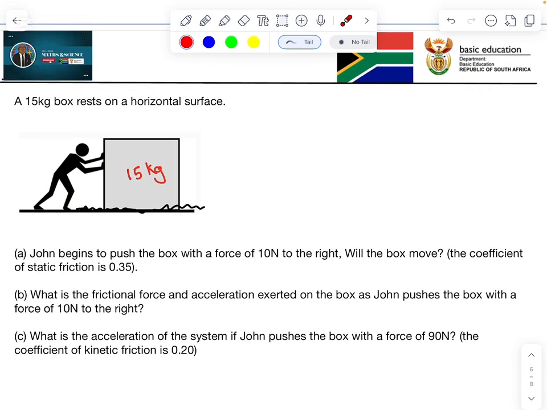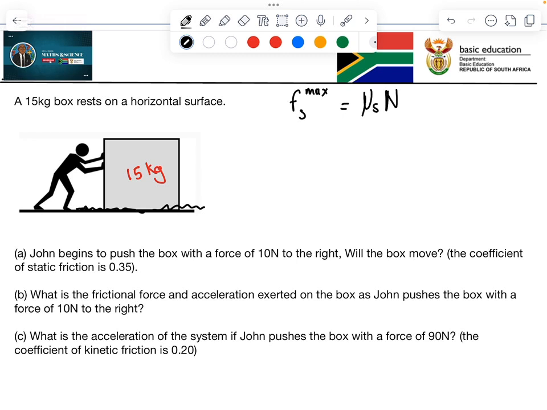Moving on now to an example. In this example, we have a 15 kg box that is resting on a surface. For A, they're saying John begins to push this box with a force of 10 newtons to the right, and they're asking whether this box will move or not. For us to answer this question, we need to first get the maximum static friction. The equation is the coefficient of static friction multiplied by the normal force.